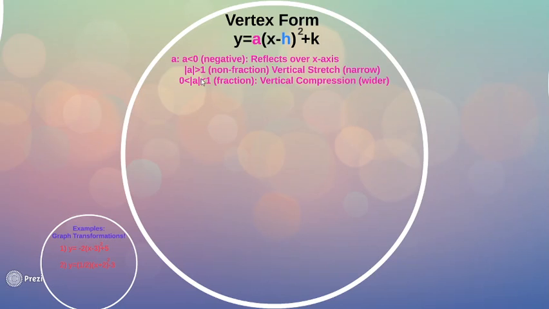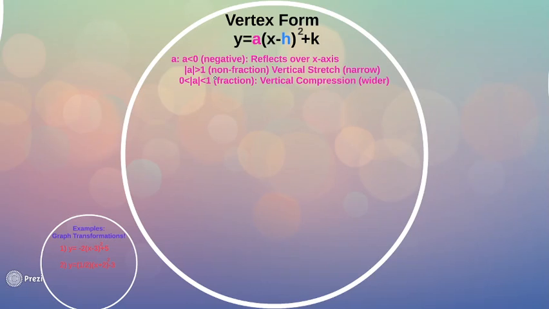Okay, and then when a is a fraction, or in between 0 and 1, okay, it will be a vertical compression. So if you imagine yourself kind of compressing the vertex with the arrows and pushing it down, it will cause the graph to widen out. Okay, so again, negatives flip it upside down.